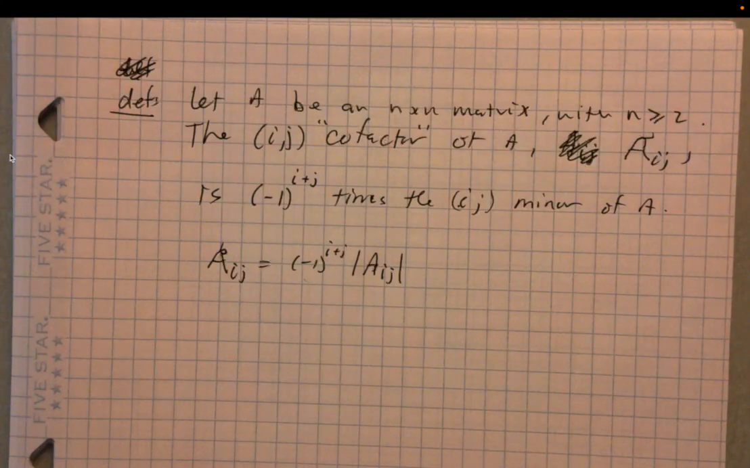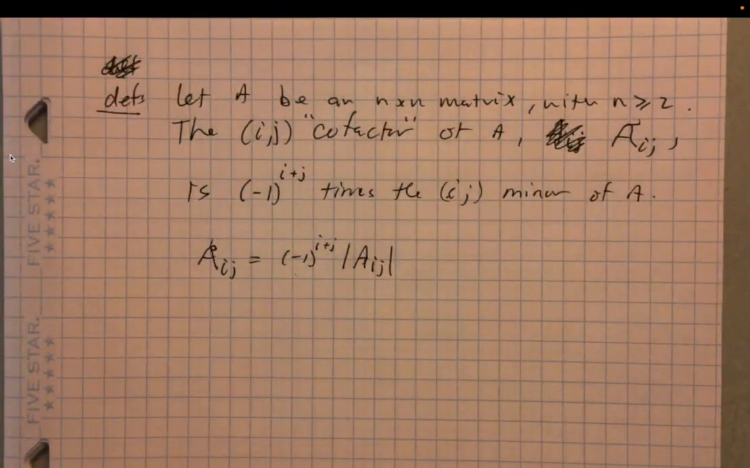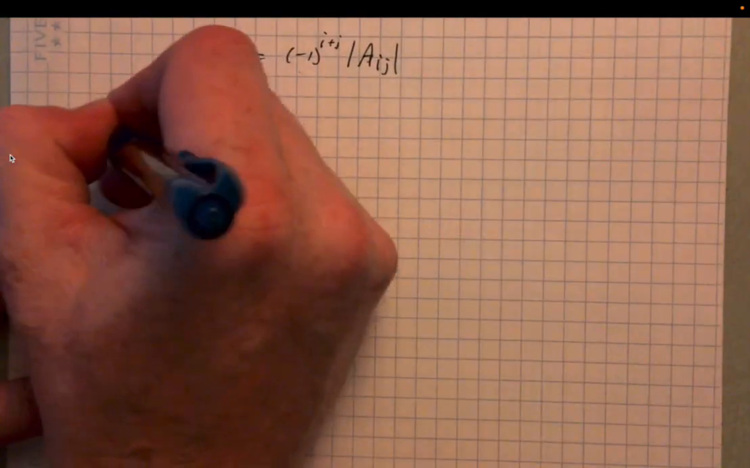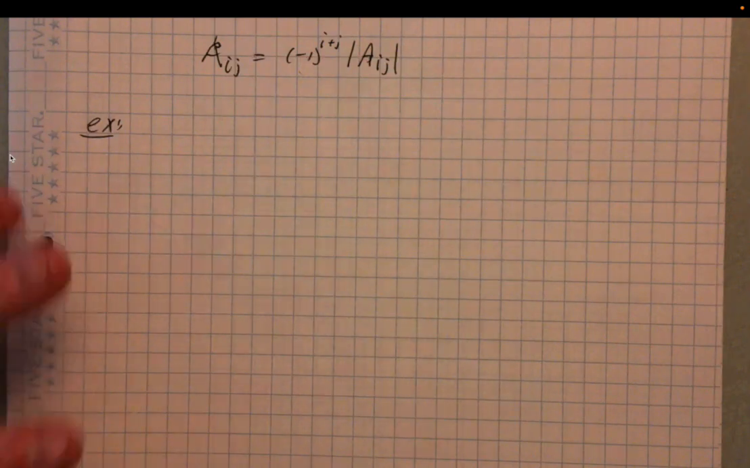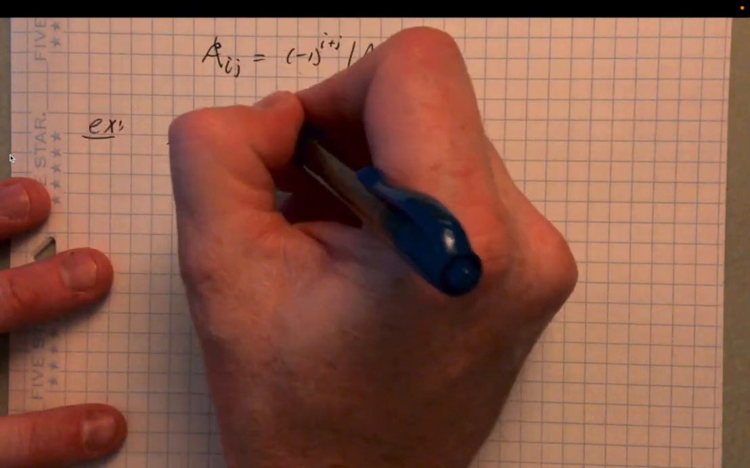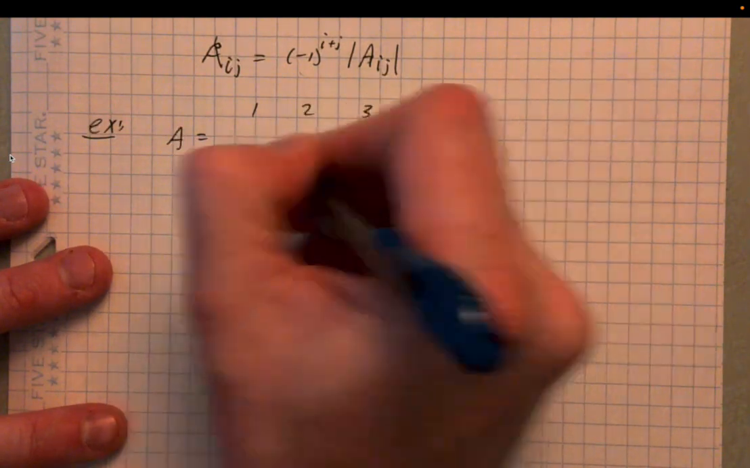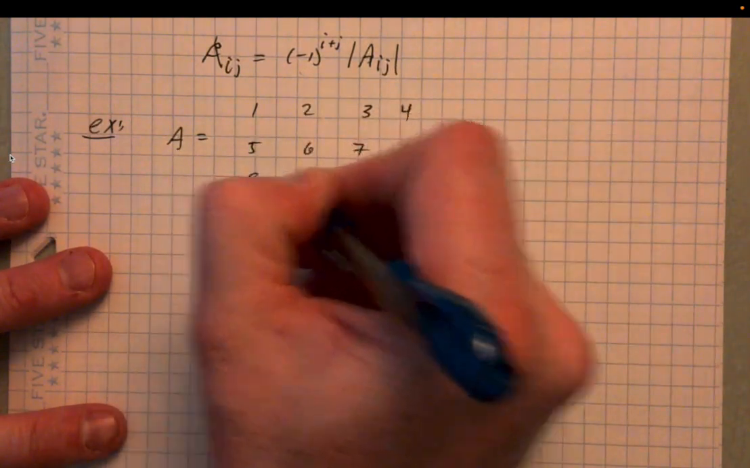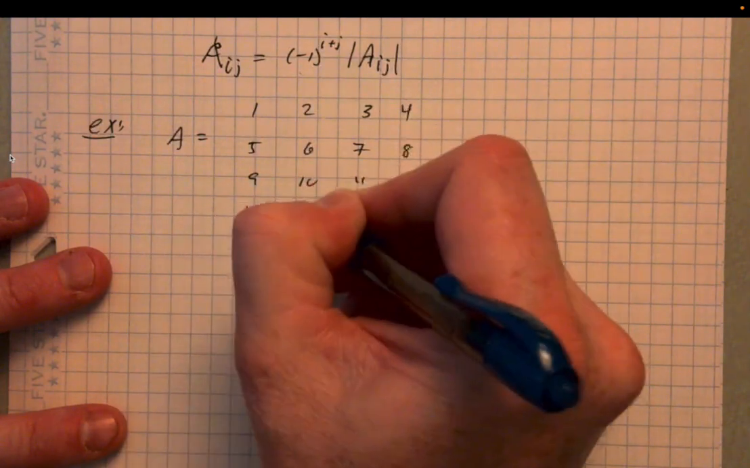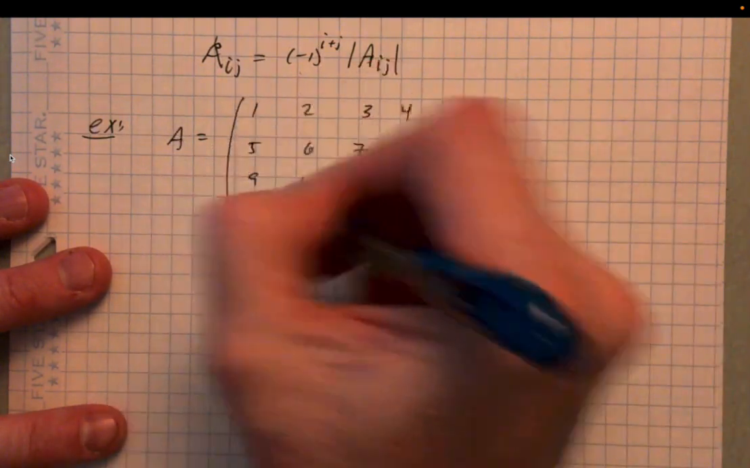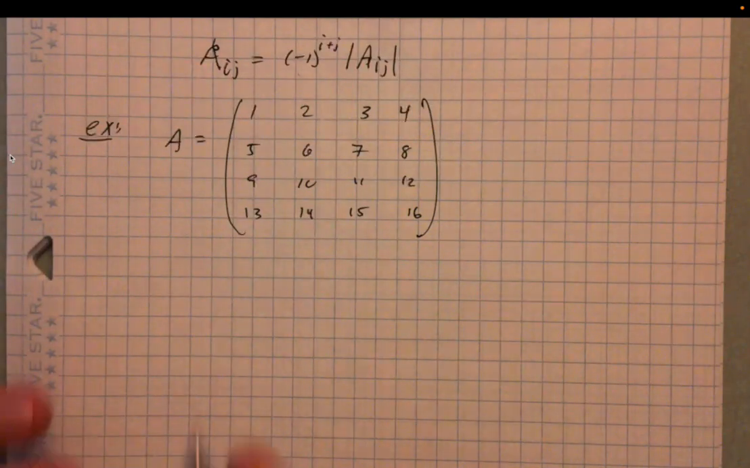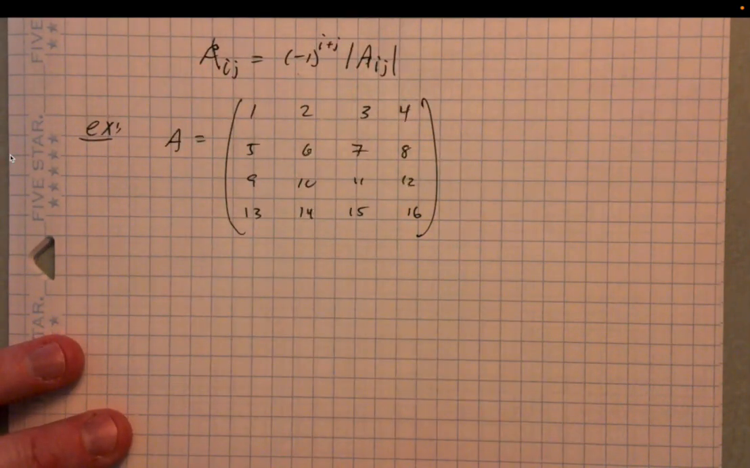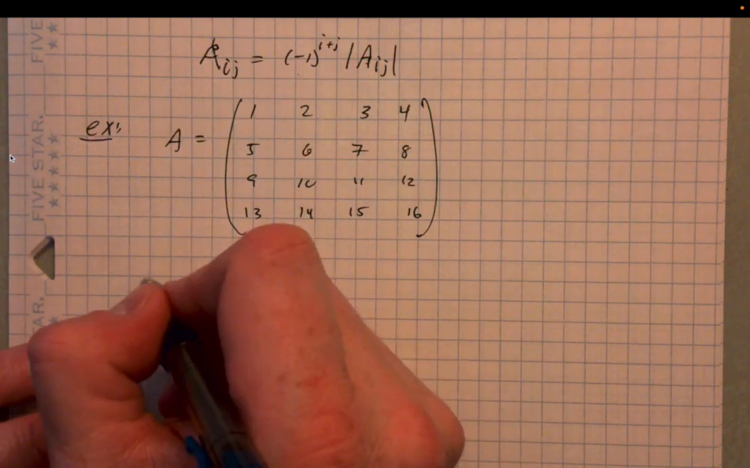A little bit convoluted, but let's see an example. It's a little cumbersome on the surface, but it's actually not too bad when we see this in practice. So let's say I have a matrix A, and just to make it simple: 1, 2, 3, 4, 5, 6, 7, 8, 9, 10, 11, 12, 13, 14, 15, 16. So I've got this 4x4 matrix, and let's say I'm interested in the 3,4 cofactor.